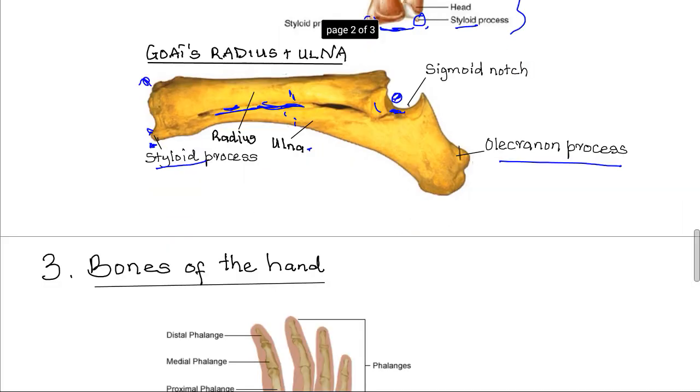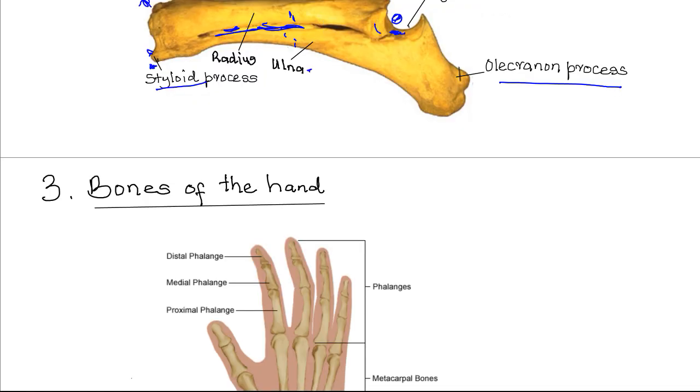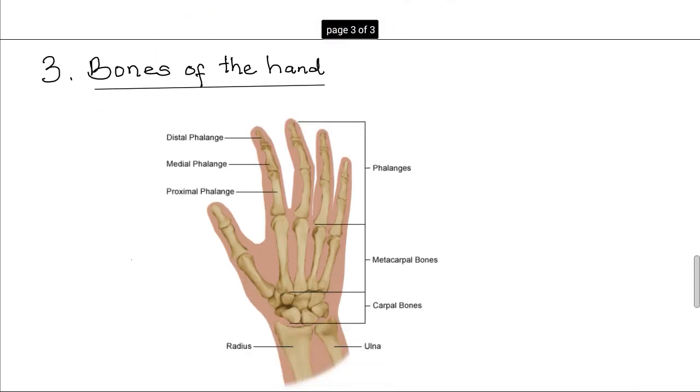Then thirdly, we look at the bones of the hand. These are the carpal bones, the metacarpals, and the phalanges. There are three phalanges in each of the digits. There's the proximal, medial, and the distal phalange in each of the fingers. The thumb, 1, 2, 3, the index, the middle, the ring finger, and the small finger all have three phalanges.